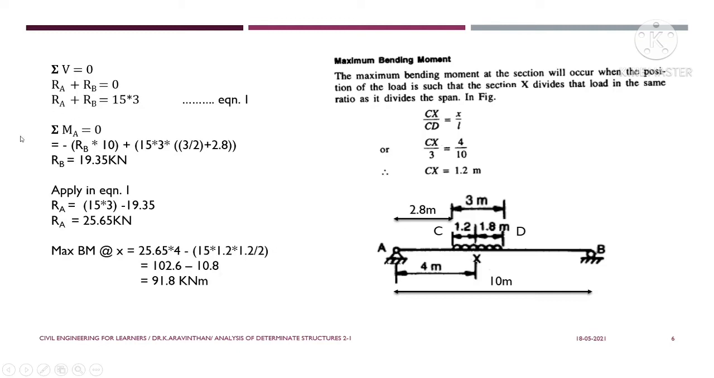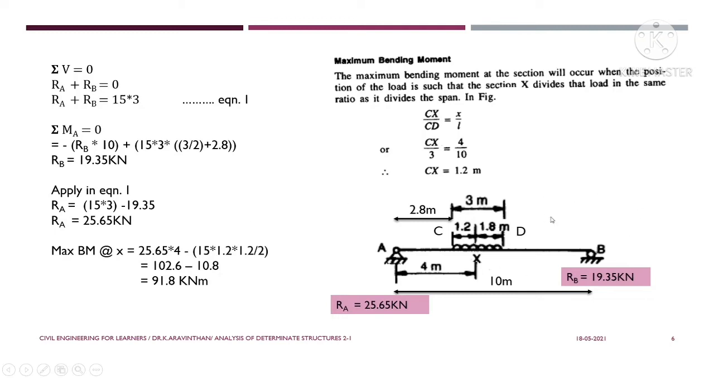Now taking RB outside, you can find the value of RB here, that is 19.35 kilonewton, which is RB, and RA will be substituting in this equation 1, you will be getting RA. So RA is 25.65. Now you know the reaction. Okay. Now we can find the maximum bending moment at X.